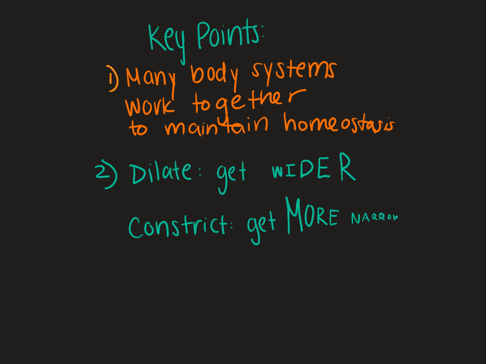So quickly, just some key points. Many body systems work together to maintain homeostasis. In this case, we had the circulatory system and the nervous system working together to maintain blood pressure. And then just some important vocab here. Dilate means to get wider, so we go from this to this. And constrict means to get more narrow, so we go from this to this. Those words are opposite from each other. They're just some helpful bio vocab words to have in your back pocket.